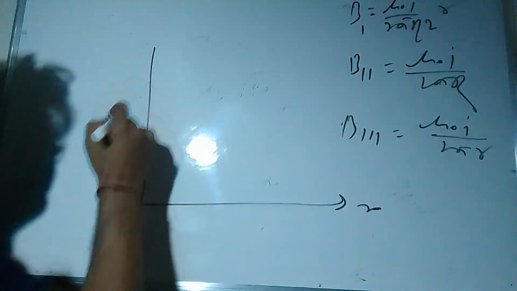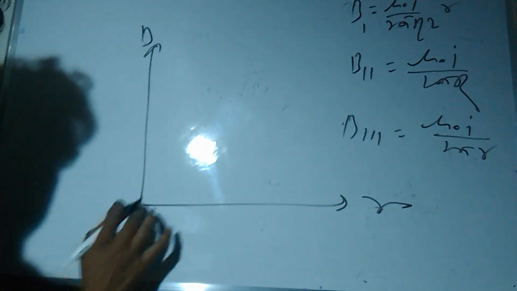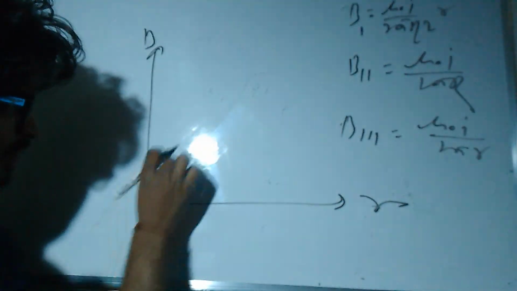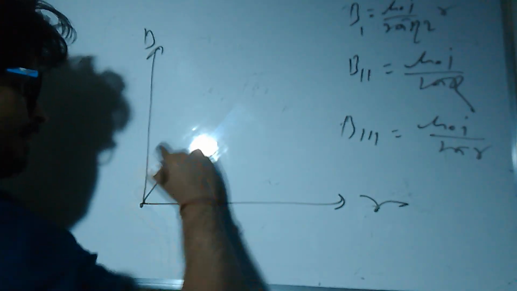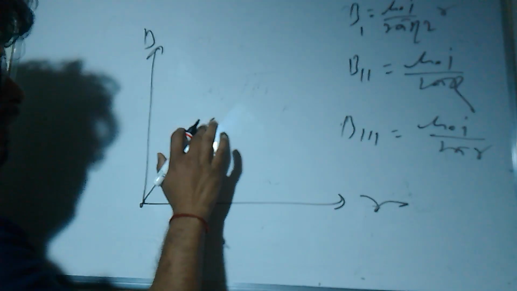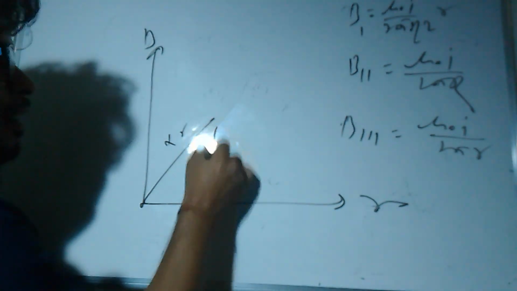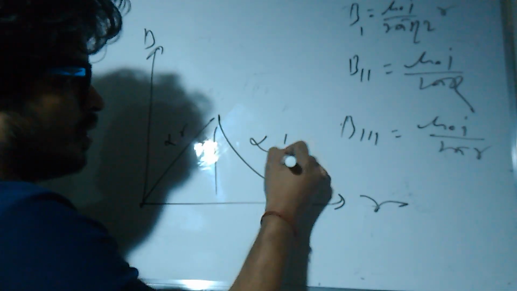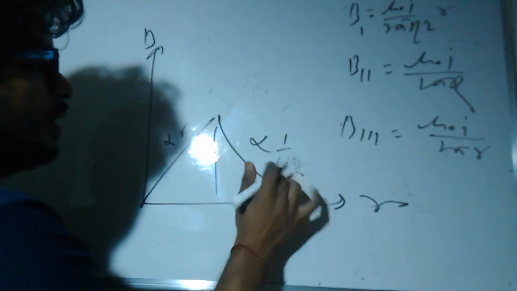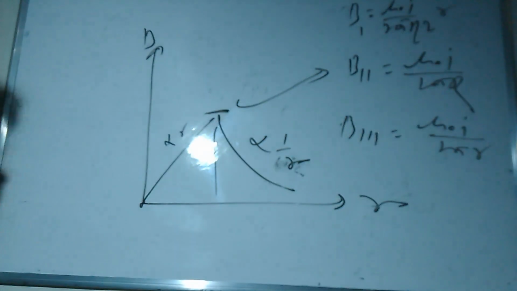So I'm going to draw it on the graph. This is r, and this is the magnetic field. This is r. So what I'm saying is, inside the conductor, the magnetic field at any point is directly proportional to r. See here, directly proportional to r. So the graph will be linear, and afterwards the graph will be hyperbolic, because it's inversely proportional to r. So I better write a small r here, and here the value of the magnetic field is mu naught I by 2 pi r.